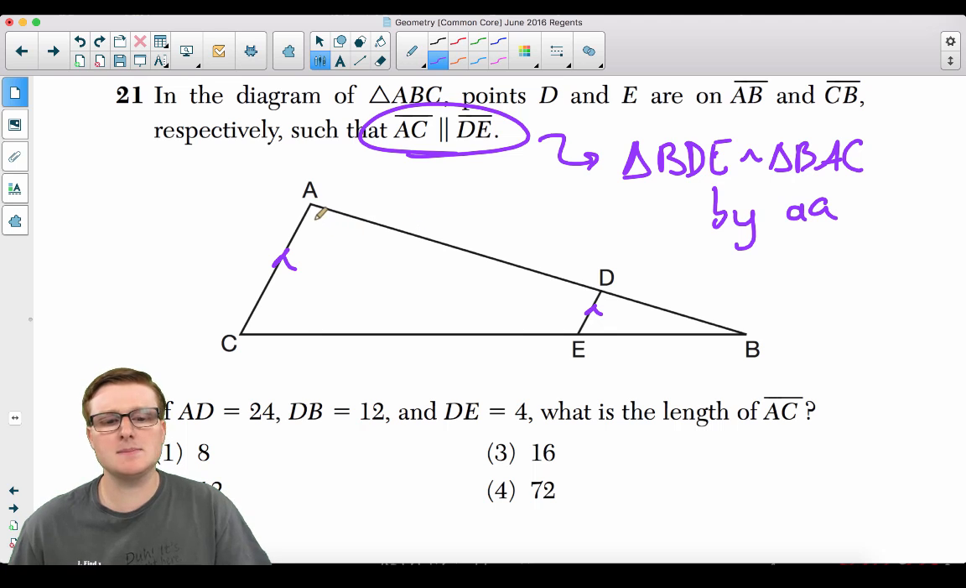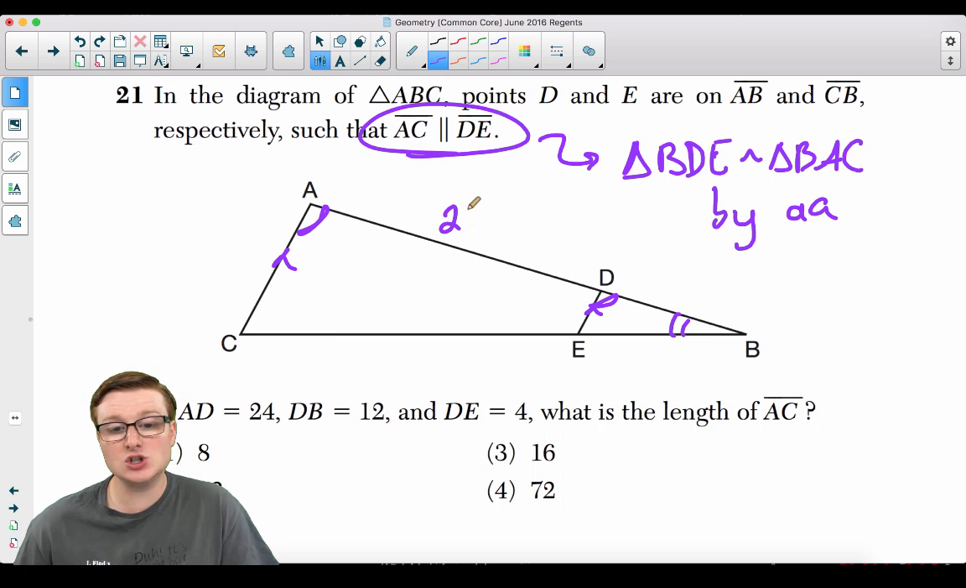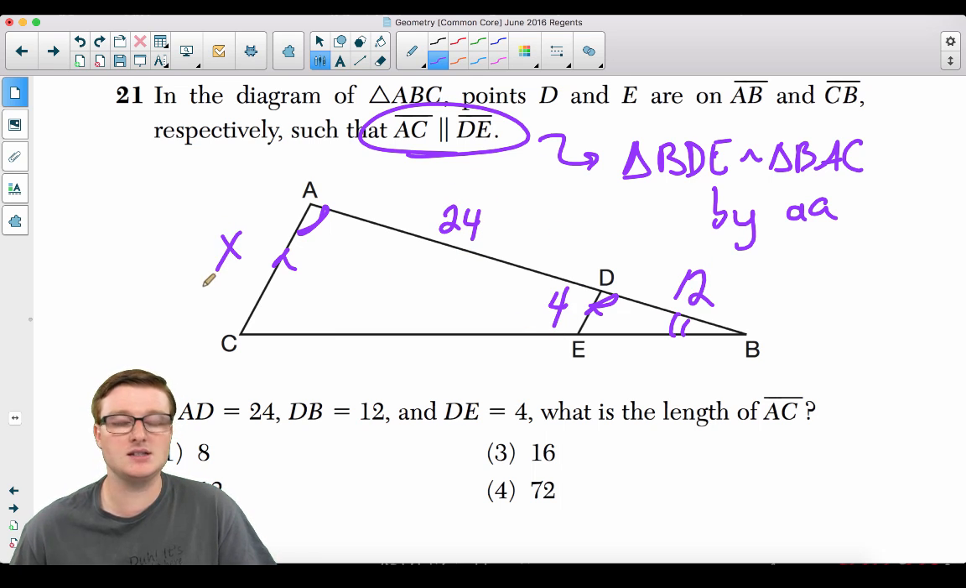Why? Well, because if you have parallel lines that are cut by a transversal, the corresponding angles are congruent, so angle BDE is congruent to angle A, and angle B is reflexive. So therefore, these two triangles are similar to each other, which means we could set them in proportion. So if AD is 24, DB is 12, DE is 4, what's the length of AC?